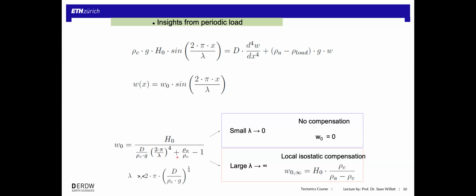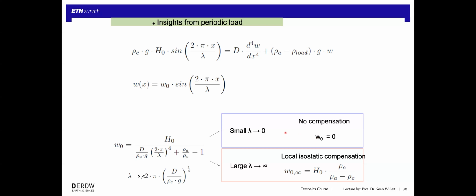And again, the easiest way to think about this is to think of the extremes. If you have a very short wavelength, this W naught, in fact, goes to 0. So what that's saying is that if things go up and down very rapidly, you've got this periodic wave, it's going up and down quickly, it's not compensated.